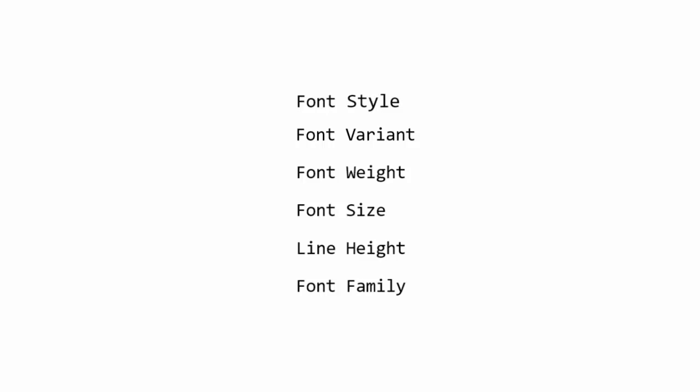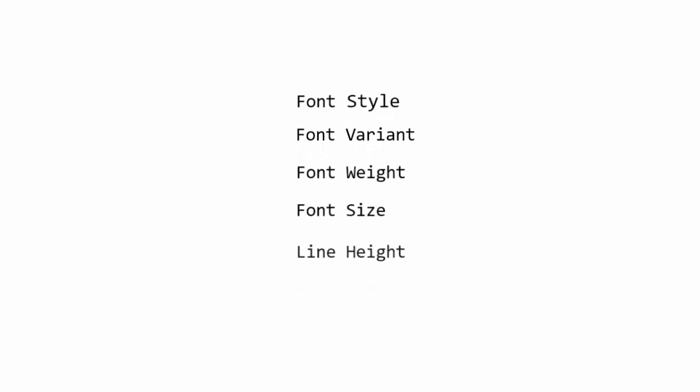There is another way of defining all these properties in one go. It's called font shorthand. The font shorthand property allows you to set all the font properties in one declaration. As mentioned earlier, you can set the value of font style, font variant, font weight, font size and line height, and font family, and in that order. The font size and font family are mandatory. Let us see how we can use the font shorthand property.